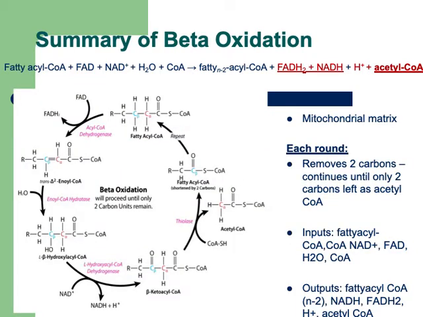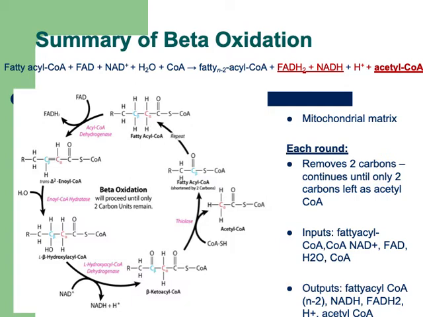So now let's go over the summary of beta oxidation. You don't need to know all the steps involved in beta oxidation. What you need to know is what the inputs and outputs are each round of beta oxidation and the location of beta oxidation. So essentially, beta oxidation is also known as fat oxidation. And the location of this is in the mitochondrial matrix, because we just moved the fatty acid from the cytoplasm into the mitochondrial matrix where we can break it down and yield NADH, FADH2, and acetyl-CoA.